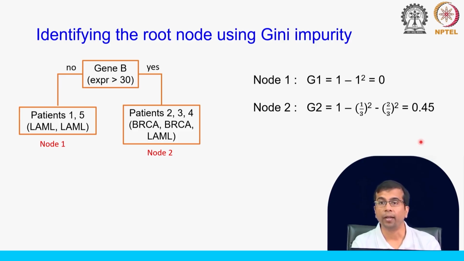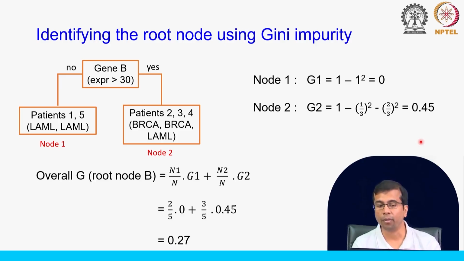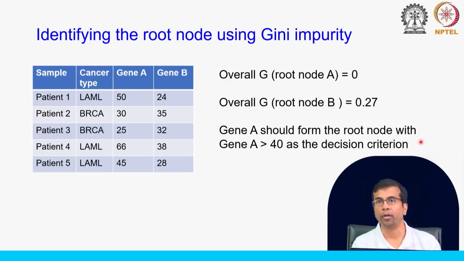And then we can now calculate the overall G using the same formula, n1 by n into G1 plus n2 by n into G2. For G1 it is 0, for G2 it is non-zero. So, we get some positive value for overall G. Now, we have tried both node A and node B as our root nodes. If we choose A as the root node, then the overall G is 0. If we choose B as the root node, then the overall G is 0.27. It is a non-zero value, whatever that value is actually.